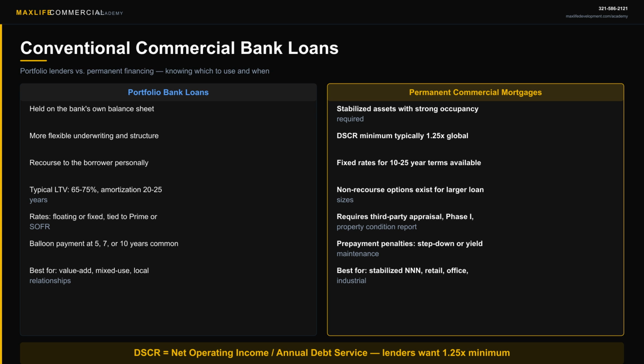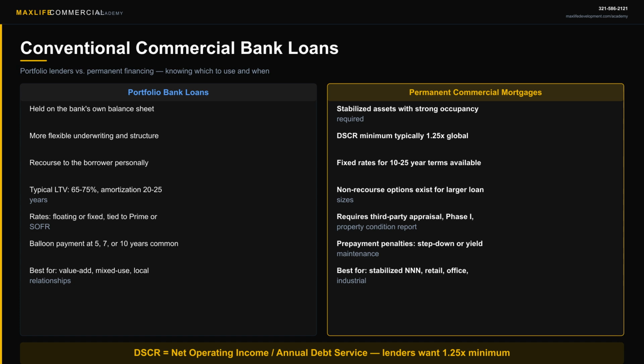On the other side, you have permanent commercial mortgages for stabilized assets with strong occupancy. These want a global debt service coverage ratio of at least 1.25, offer fixed rates for 10 to 25-year terms, and open the door to non-recourse on larger loan sizes. They'll require a third-party appraisal, a Phase 1 environmental, and a property condition report, and they carry prepayment penalties structured as step-down or yield maintenance. Those fit stabilized NNN, retail, office, and industrial.